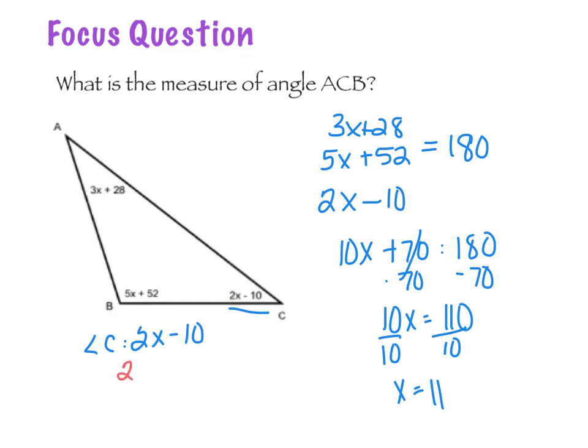So angle C is 2 times x. But I know what x is, so this time I need to do 2 times 11 and then subtract 10. 2 times 11 is 22. Subtract 10, and I get 12. So angle C is 12 degrees.